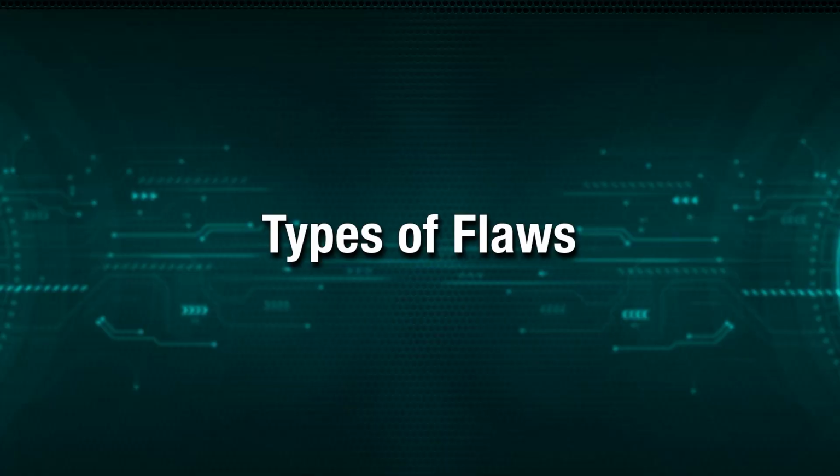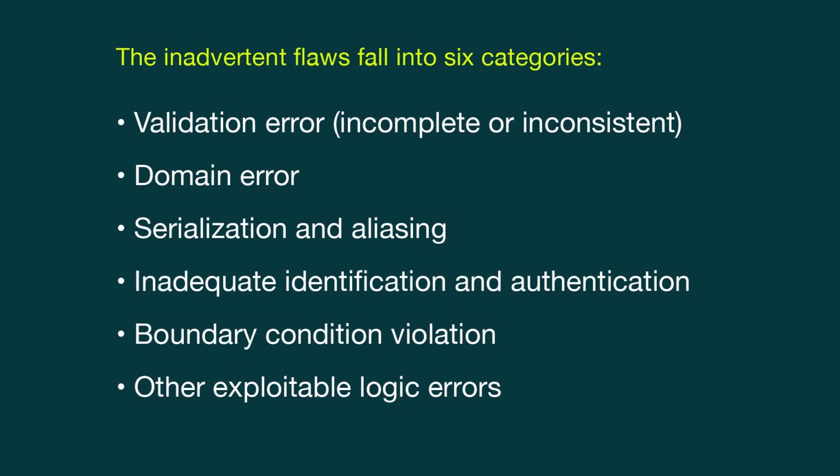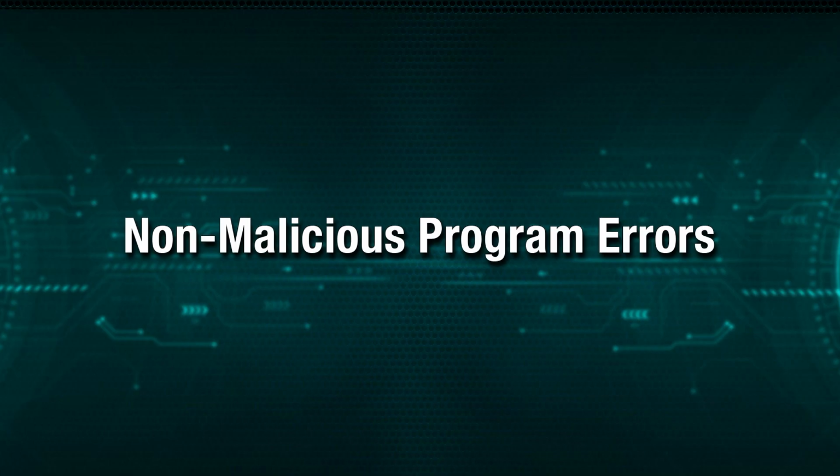Types of flaws. To aid our understanding of the problems and their prevention or correction, we can define categories that distinguish one kind of problem from another. The inadvertent flaws fall into 6 categories: validation error, incomplete or inconsistent; domain error; serialization and aliasing; inadequate identification and authentication; boundary condition violation; other exploitable logic errors.